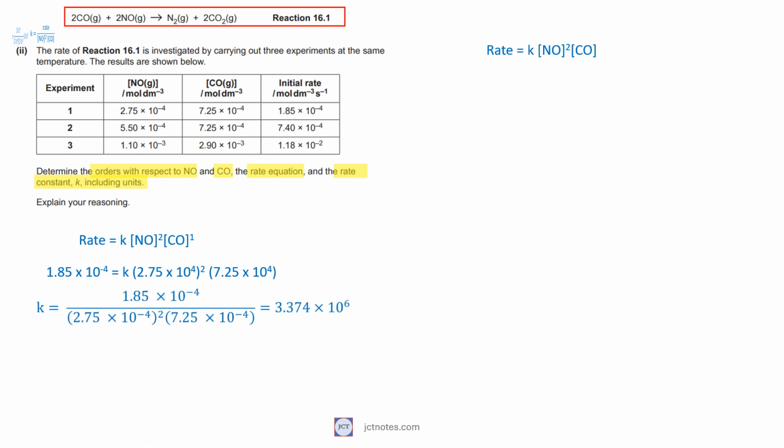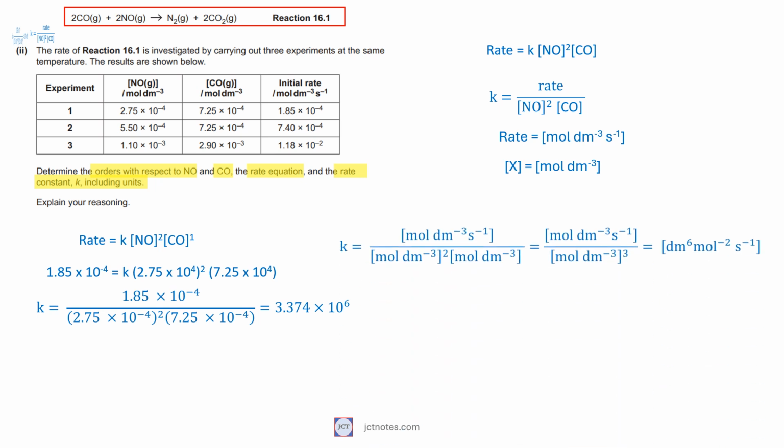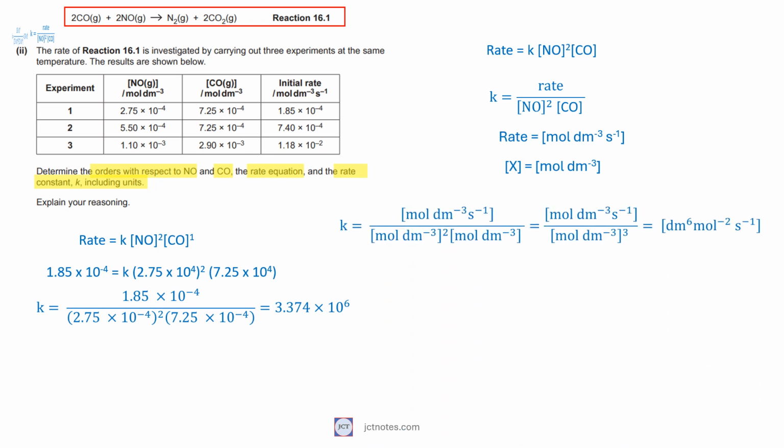To find the units, we know that rate units are mole per decimeter cubed per second, and the concentrations are mole per decimeter cubed. Replacing these units in the equation of the rate, we find that k has the units of dm^6 mol^-2 s^-1. And with this, we answered the question.